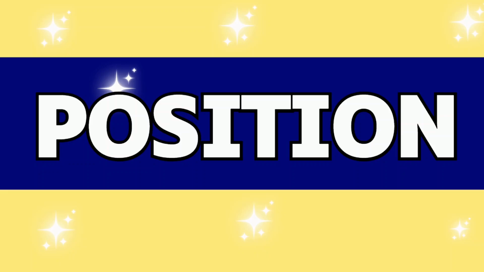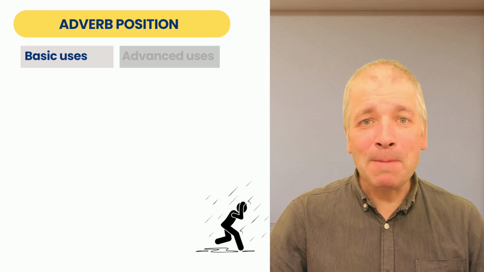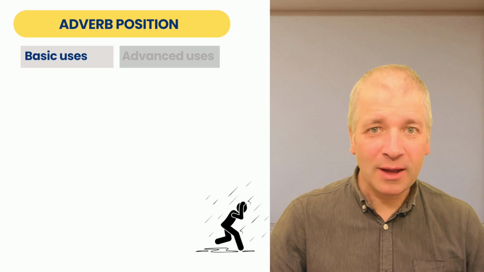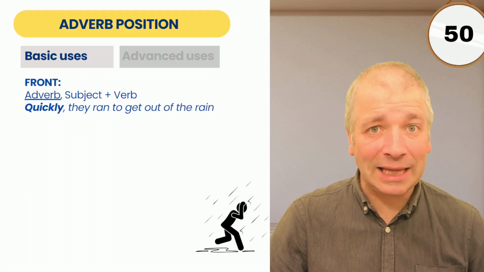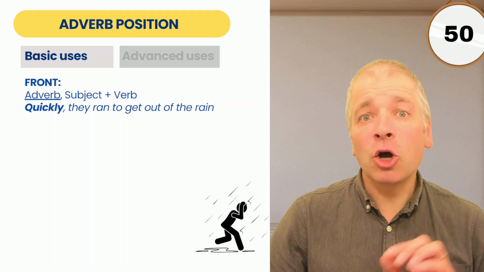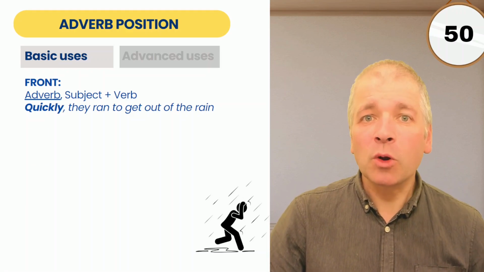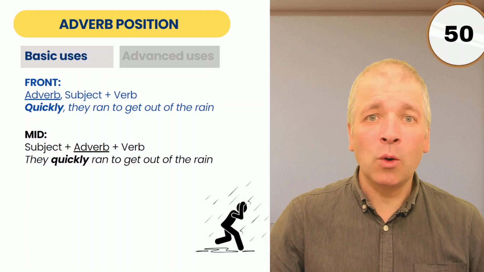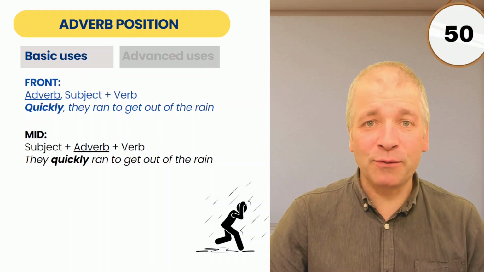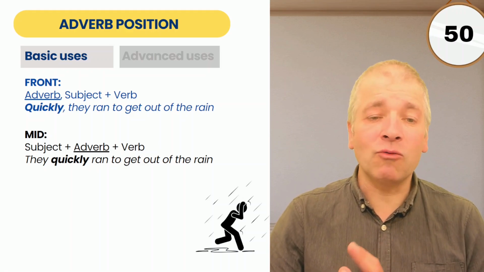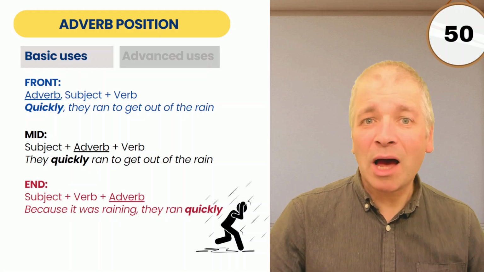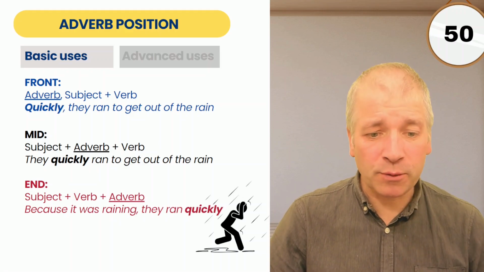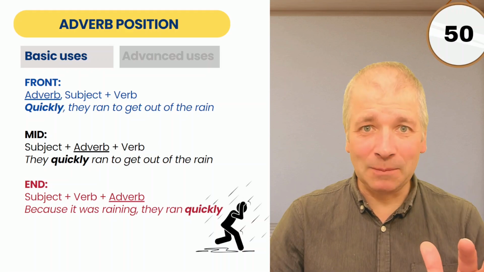First, adverb position. There are 3 main positions for adverbs. There's the front position before the subject. For example, quickly, they ran to get out of the rain. Quickly is the adverb. Or there is the mid position, where it comes between the subject and the verb. They quickly ran to get out of the rain. Or the end position, where it comes after everything. Because it was raining, they ran quickly.